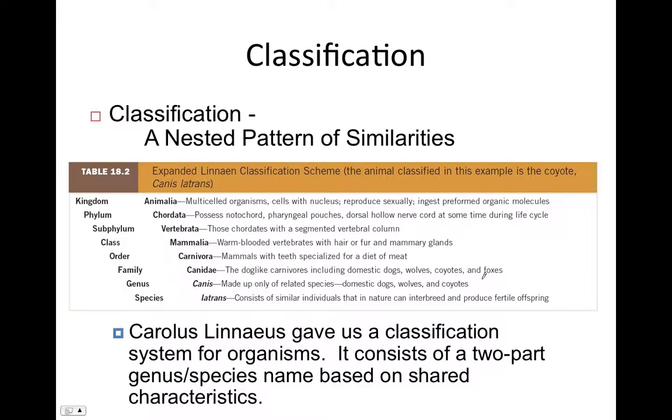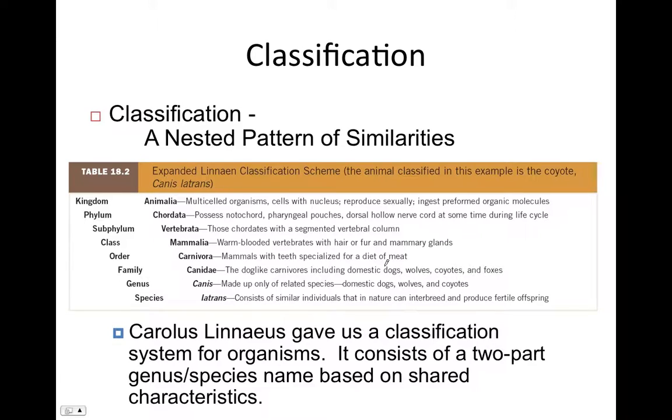Another piece of evidence for evolution is the classification of organisms. This is what the cladograms we just looked at were derived from. Classification is whenever we label organisms in a nested system of classification, and each layer of classification has particular characteristics associated with it. So you can think of classification as a nested pattern of similarities.